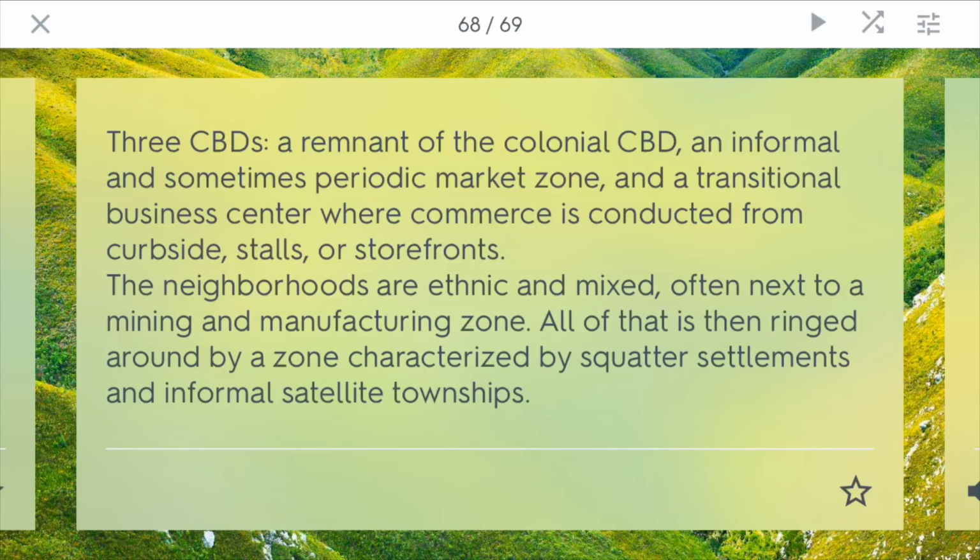It's also often next to a mining and manufacturing zone, as many of these countries are still developing, and all of that is then ringed around by a zone characterized by squatter settlements, the slums, kind of like South America, if you will, and informal satellite townships that also revolve around these central business districts.